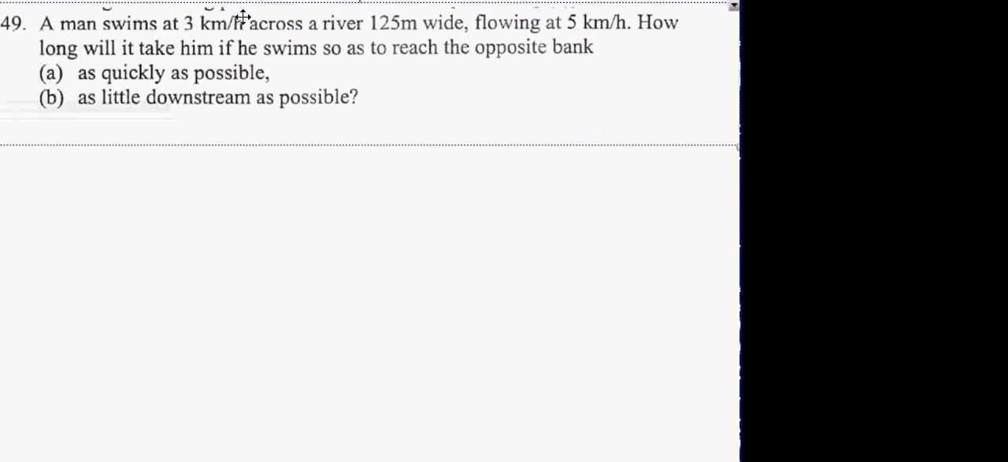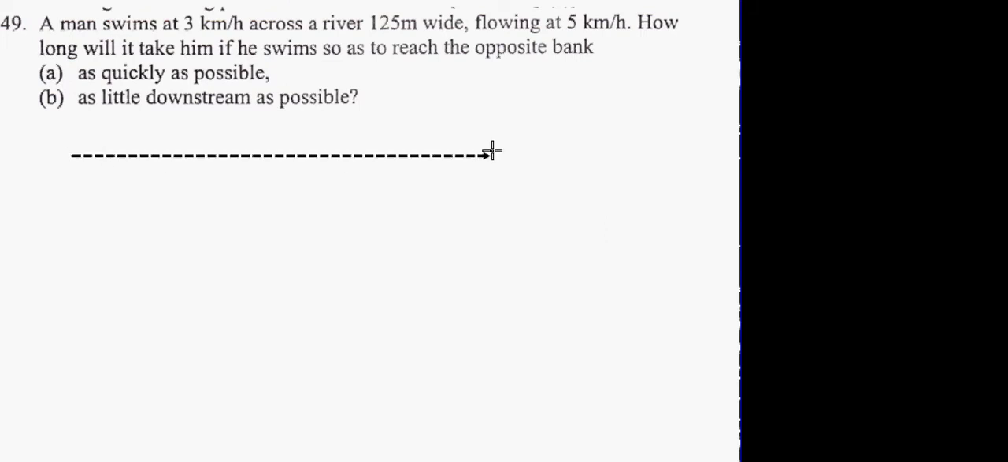This question here, right? A man swims across at 3 kilometers an hour across a river 125 meters wide. So here's our river, and the man is setting out to travel directly upwards. The river is flowing at 5 kilometers an hour. How long will it take him to swim to reach the opposite bank as quickly as possible?